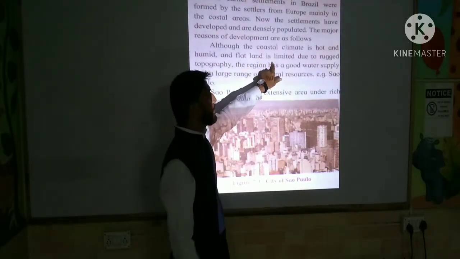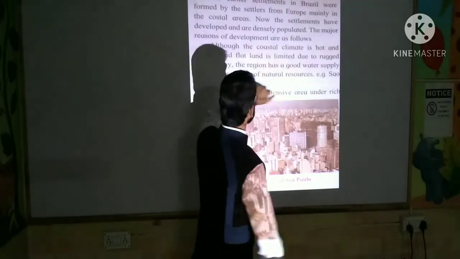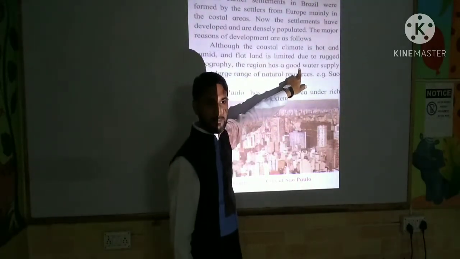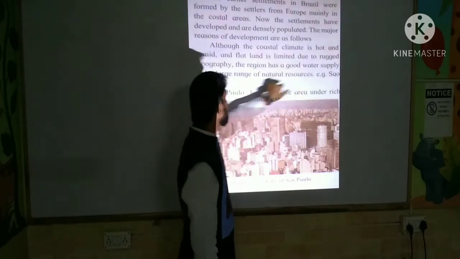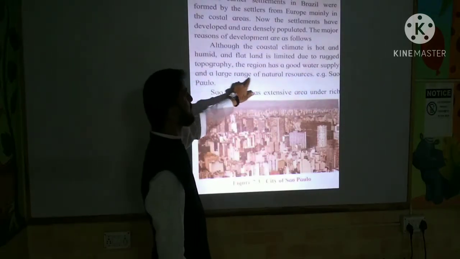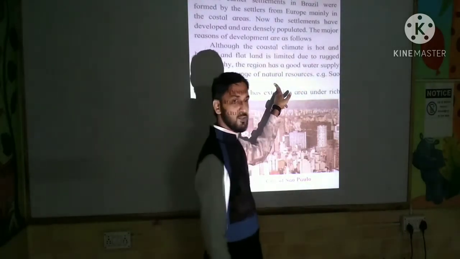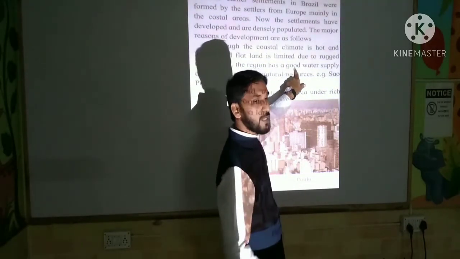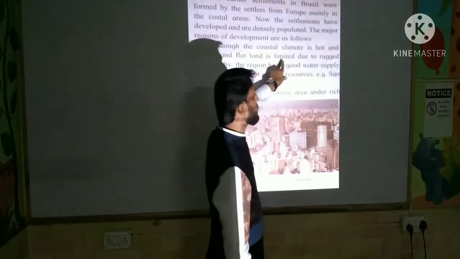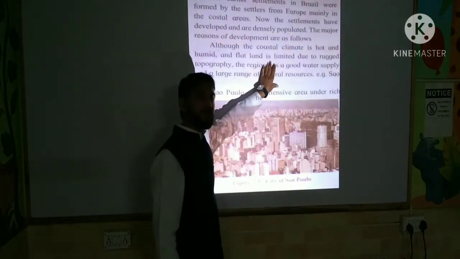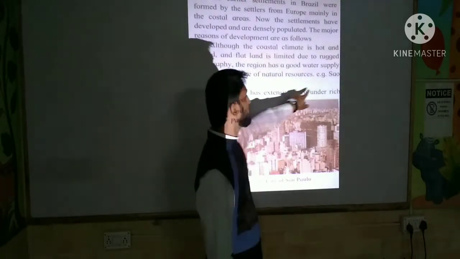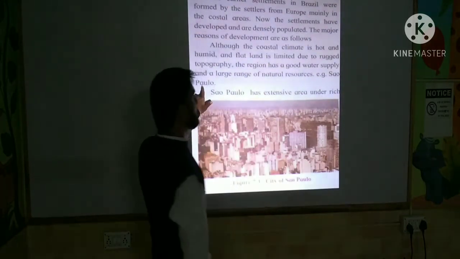But then also, what happened? The region has a good water supply and a large range of natural resources. So natural resources are easily available here and good water supply is easily available. So mostly the settlers who came from Europe first settled in this region. A prime example, students, see the Sao Paulo region.